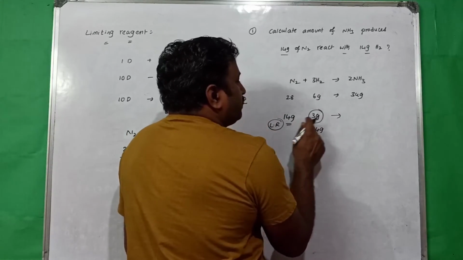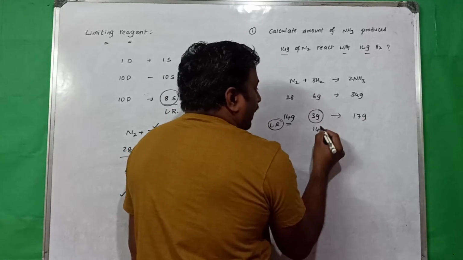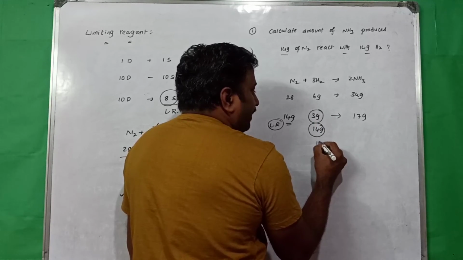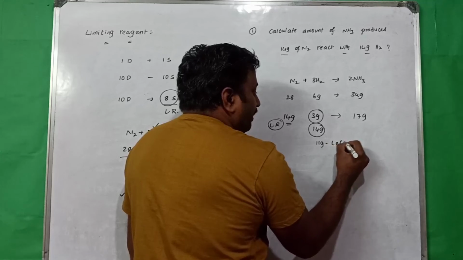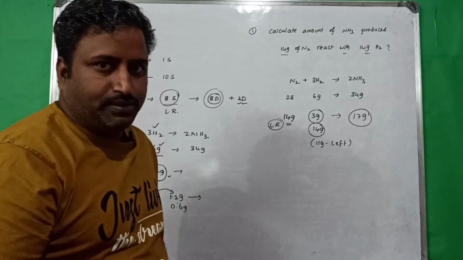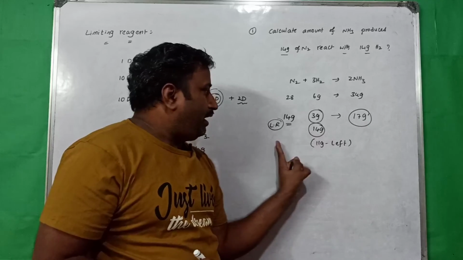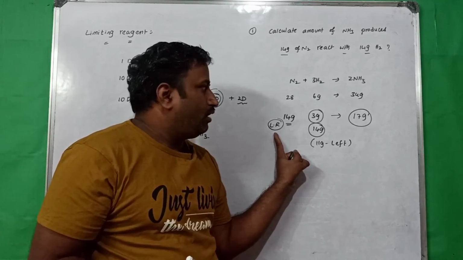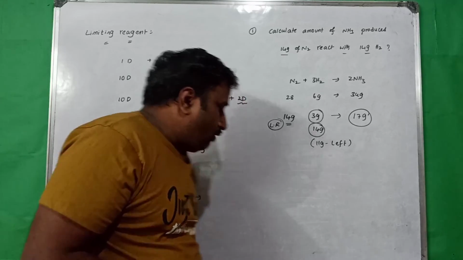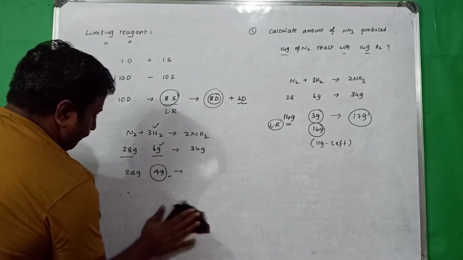Now 14 grams of nitrogen with 3 grams of hydrogen will produce 17 grams, and out of 14 grams, 3 grams of hydrogen is gone, then 11 grams of hydrogen will be left in the reaction. But the amount of ammonia produced is only 17 grams. The amount of ammonia is decided by the limiting reagent, that is nitrogen, not by hydrogen. Is it clear? Now let us solve one more question on limiting reagent.